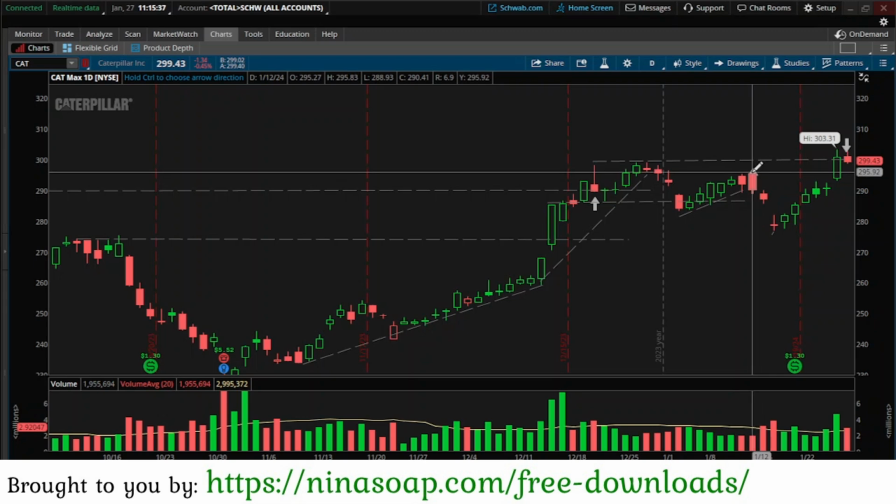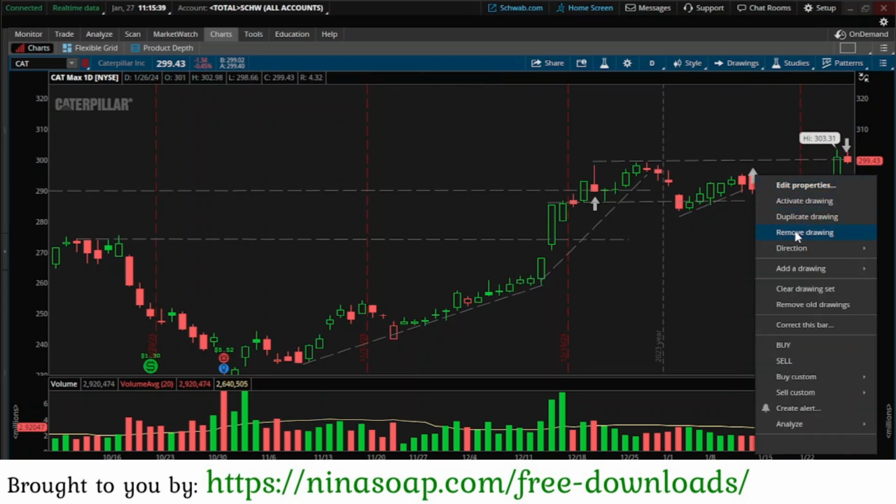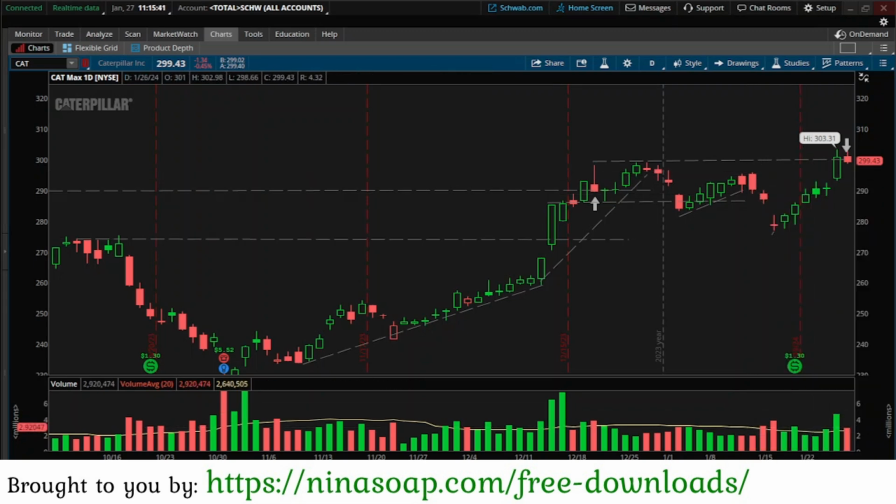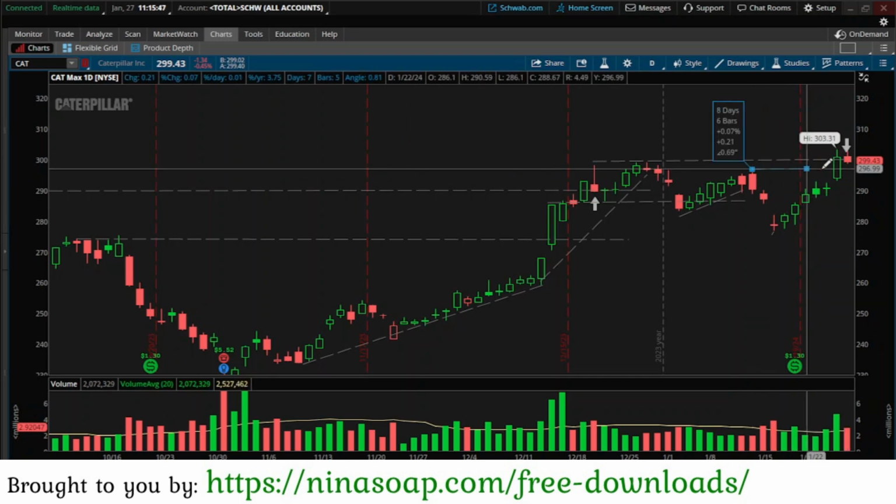Oh no, not what I wanted to use. Let me remove it. And then I'm just going to use my trend line. This is trend line. So I have a peak here.